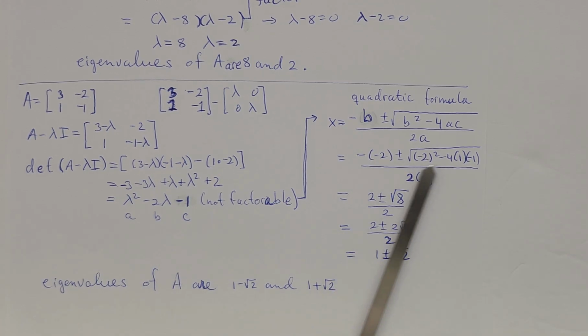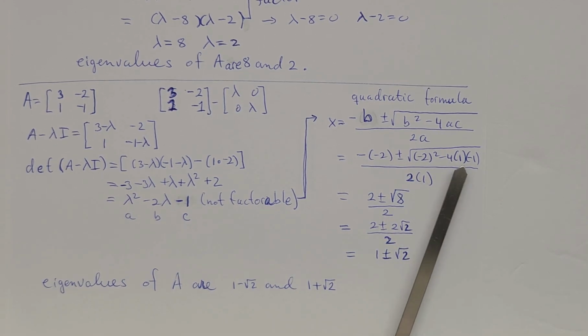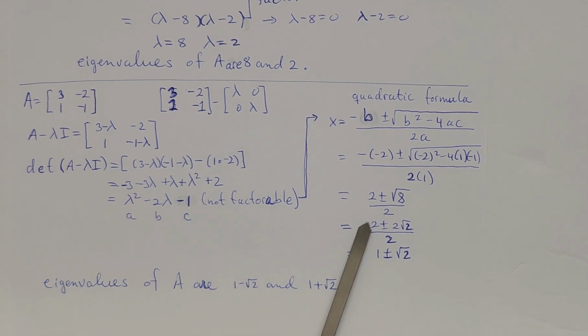Plug it in. So there it is. Now just simplify. So this gives me positive 2, positive 4, and then negative 4 times negative 1 gives me positive 4. So 4 plus 4 gives me 8. The square root of 8 is 2 square root 2. Factor and reduce. The 2s go away, so I just have 1 plus or minus square root 2. So our eigenvalues are 1 minus square root 2 and 1 plus square root 2.